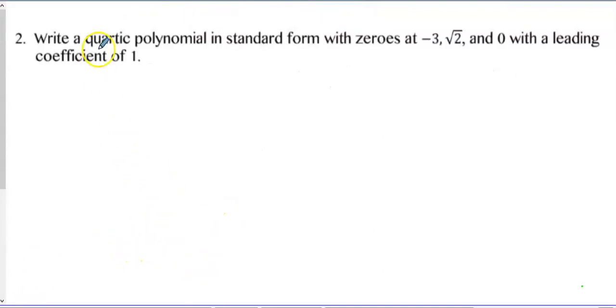Okay, so our next one says write a quartic polynomial, which means it's going to add up to 4, in standard form. Zeros are at negative 3, root 2, and 0. It's quartic. If it has a root 2, it also has a negative root 2. Leading coefficient, which is the a value, is 1, so I don't need to worry about that. Okay, so let's get this started. y equals, I'm going to have an x minus negative 3, which is x plus 3.